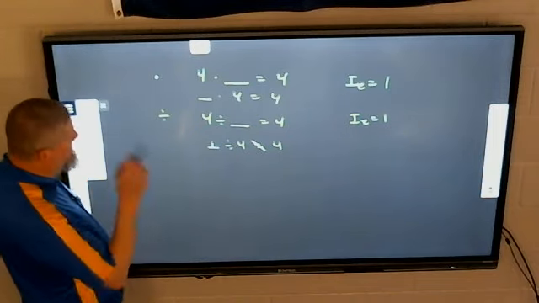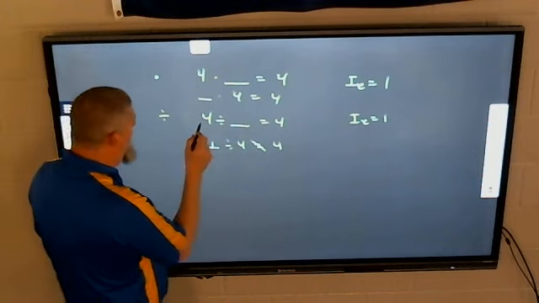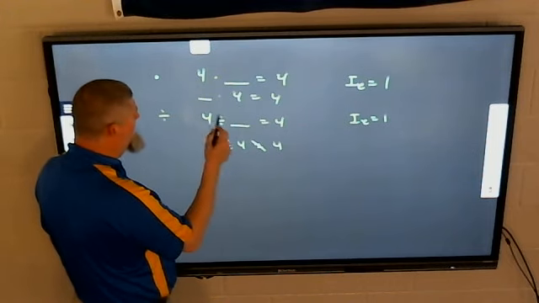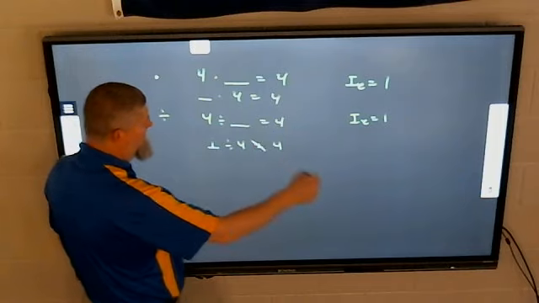Alright, so we got the idea of identity. Basically, what do I multiply, divide, add, or subtract to get the exact same answer? So you kind of see where we're going with this.